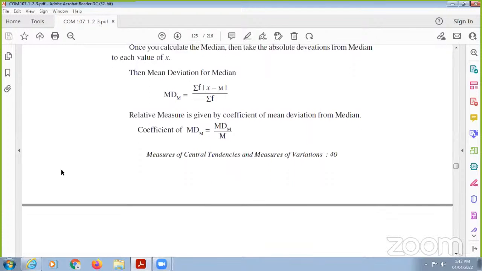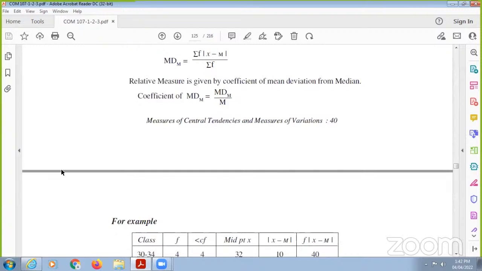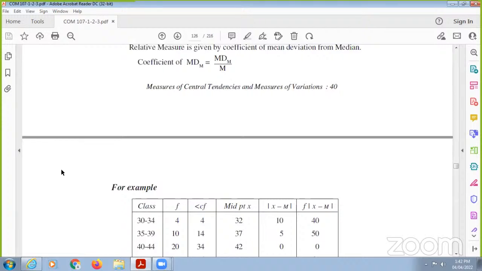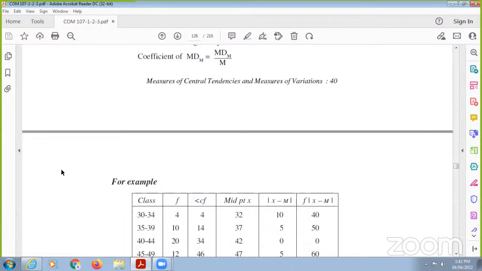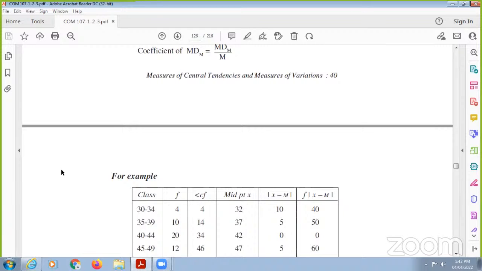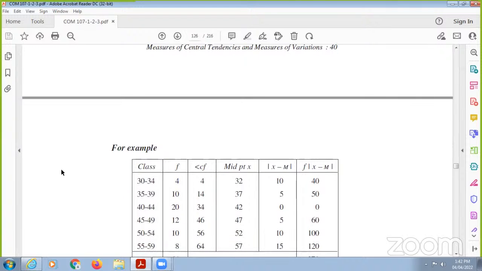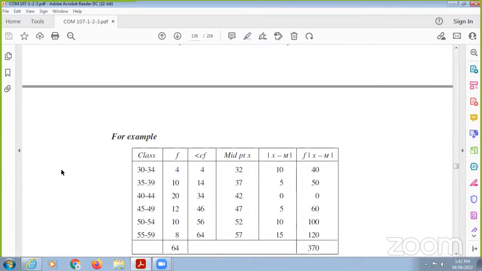Now here you will find the example here. Class, frequency, cumulative, midpoint, then x minus m, f into bracket x minus m here. Class is given here 30 to 34 frequency 4, 35 to 39 frequency 10, 40 to 44 frequency 20, 45 to 49 frequency 12, 50 to 54 frequency 10, 55 to 59 frequency 8 here.